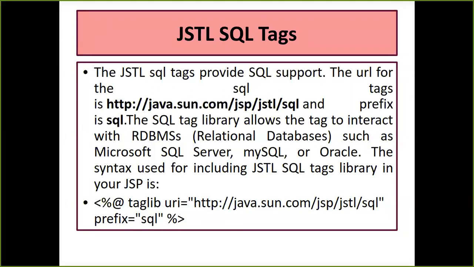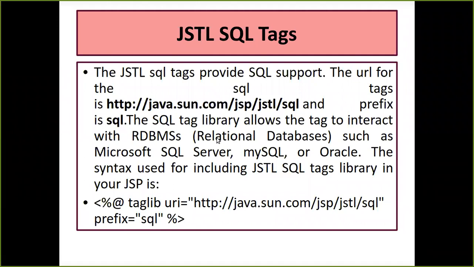So here you have the URL for the SQL tag, which is going to be similar to the way you had it, that is java.sun.com/jsp/jstl/sql. You had core, which identifies a core tag. You had functions, you had fmt, which indicates a formatting tag. Then we had xml. Now we have SQL. What is the prefix for SQL? It is sql.